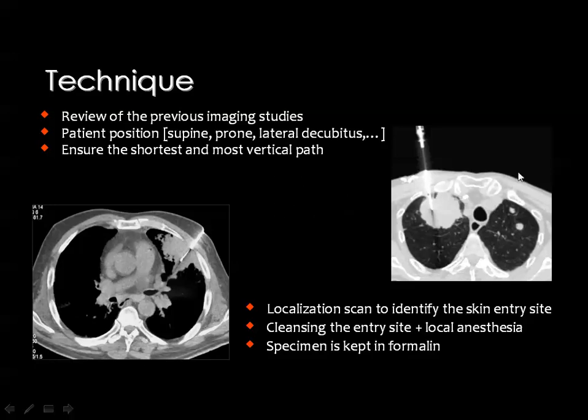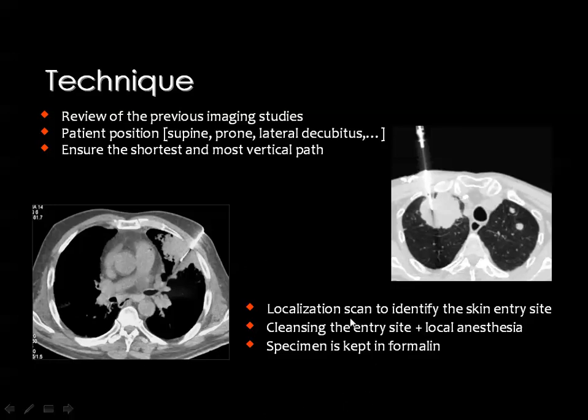Then the patient may lie supine like this one, and this one is also supine, or prone, or sometimes you put the patient in the lateral decubitus position and the side of the lesion is above. Then ensure the shortest and the most vertical pathway, and the vertical approach is the easiest one. But whenever you are selecting an oblique approach like this, then the adjustment of the angle of the needle will be somewhat difficult.